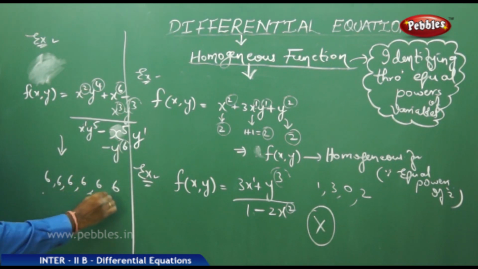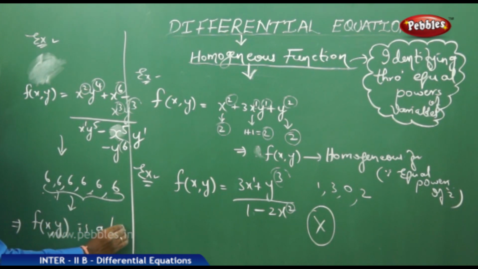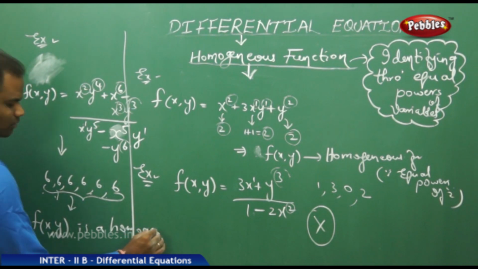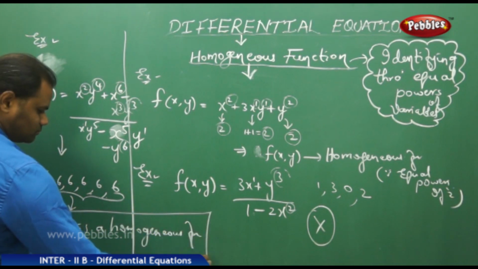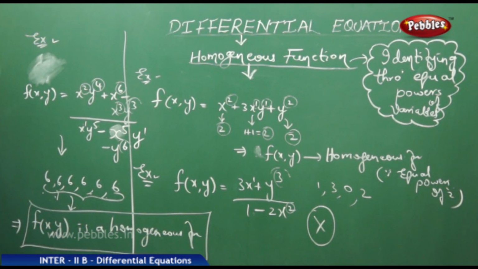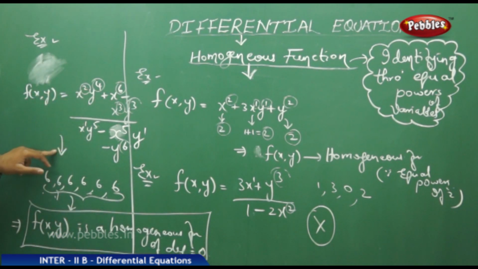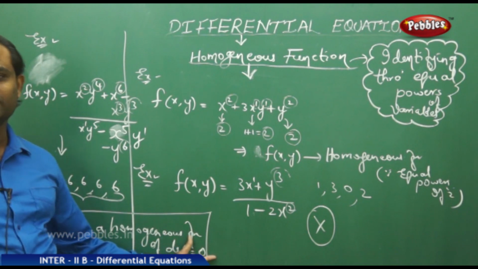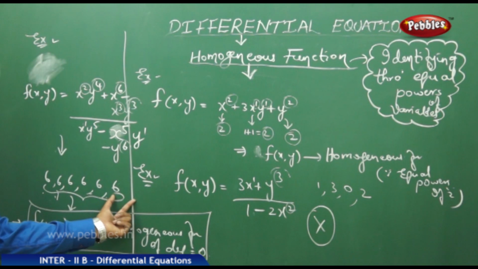And this is 6. Now since each of the terms has equal powers, because of this, directly, f of xy is a homogeneous function. But the degree of the homogeneous function will be 0 because all the x and y terms get cancelled. So it's a homogeneous function of degree 0 because each term of the variables has equal powers as 6.